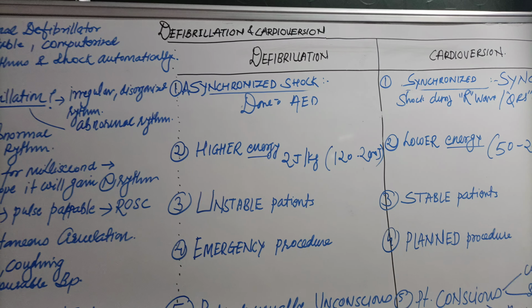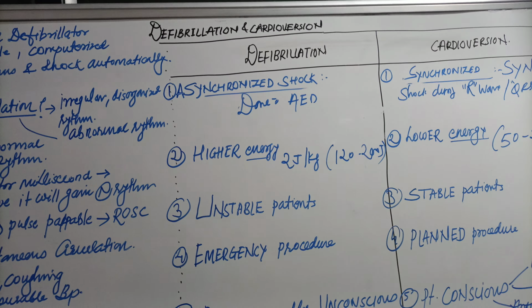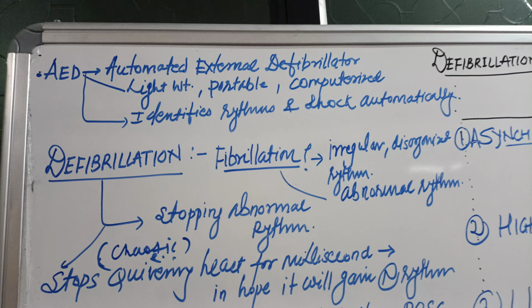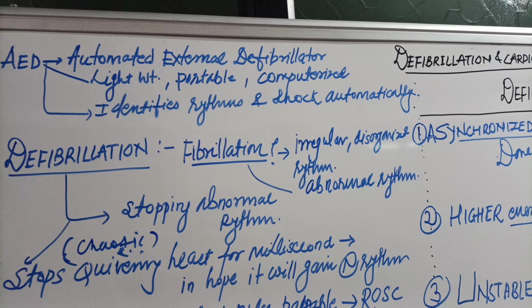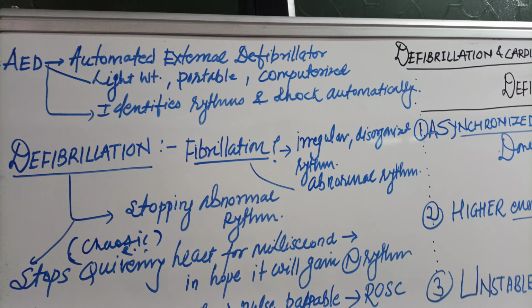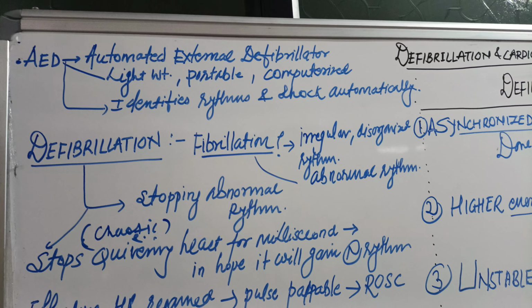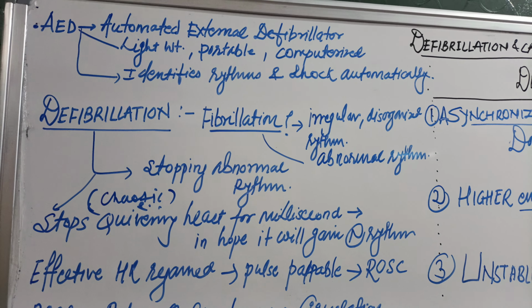Today's topic is quite short, but it's still very important in intensive care. So, the topic is defibrillation and cardioversion. Before knowing defibrillation and cardioversion, we must know the machine we are using for that. That is called an automated external defibrillator, that is AED. It is a lightweight, portable, computerized device that identifies rhythm and shocks automatically.